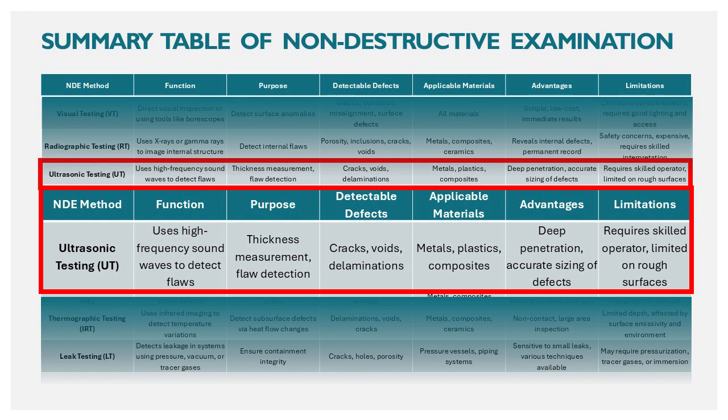The advantages of ultrasonic testing or UT include deep penetration, accurate sizing and location of defects, and portable and versatile. The limitations of ultrasonic testing or UT include requires skilled operator, surface must be accessible and smooth, and coolant, gel or liquid, needed for sound transmission.